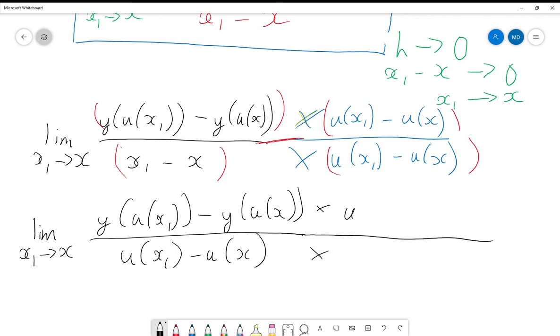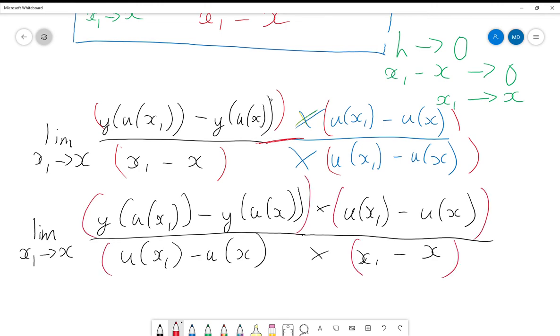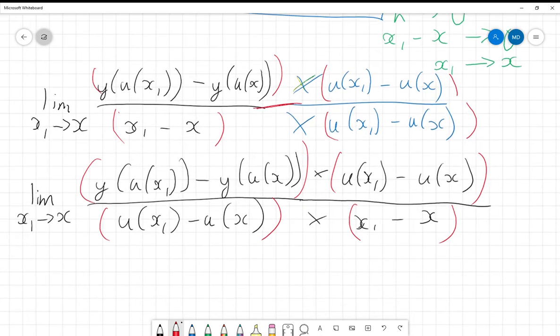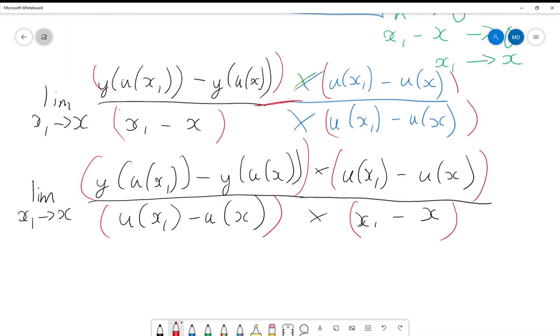In this case, it's going to be u of x1 minus u of x, all over just x1 minus x. And then remembering our brackets so that the multiplication makes sense. Now we're very, very close to our answer. Some of you might be seeing it now already. There is just one slight different thing we need to think of.